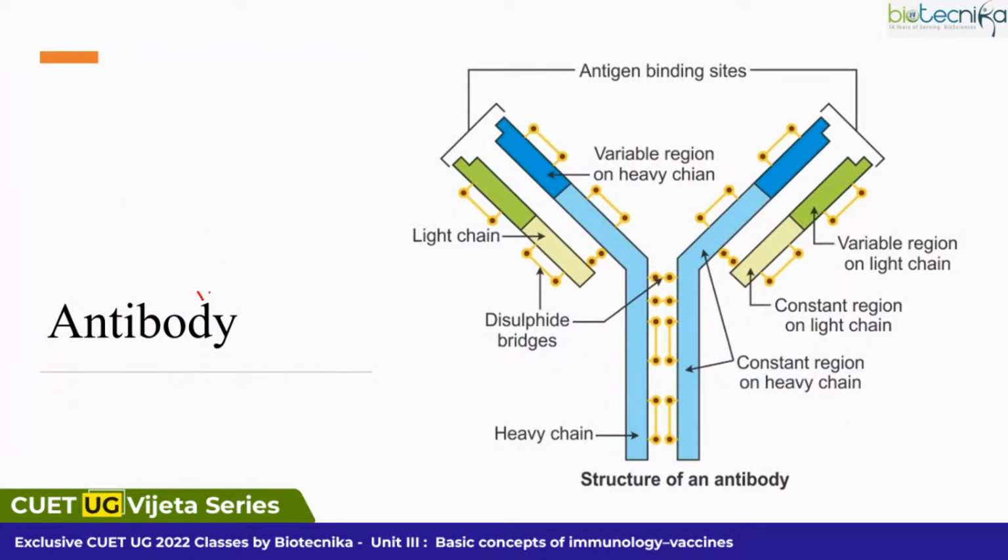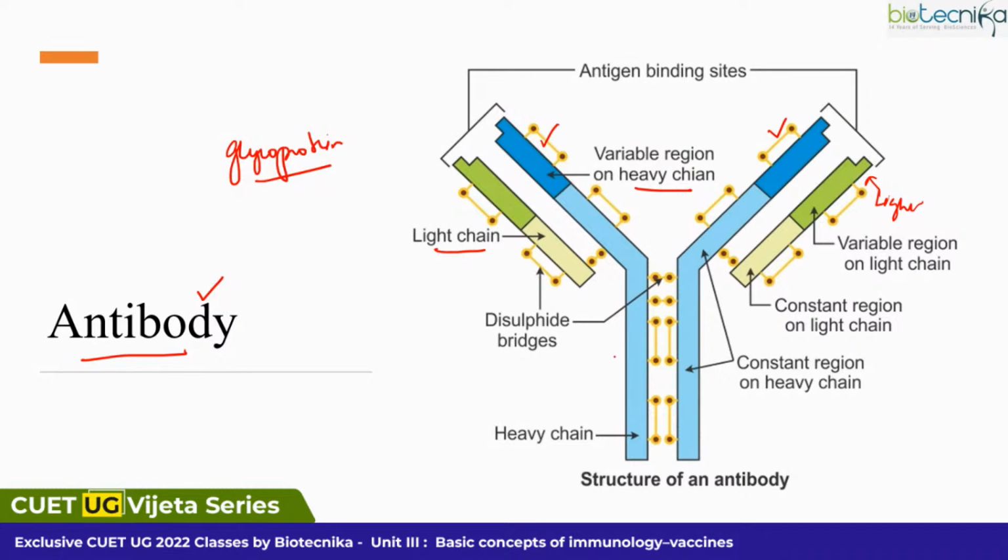Now next, what is an antibody? The structure of an antibody is very important. It is a glycoprotein, which means it has protein. You can see there are four polypeptides: 1, 2, 3, 4. These two are known as the light chains, and these two are known as the heavy chains. Heavy chain and light chain are named based on their molecular weight.